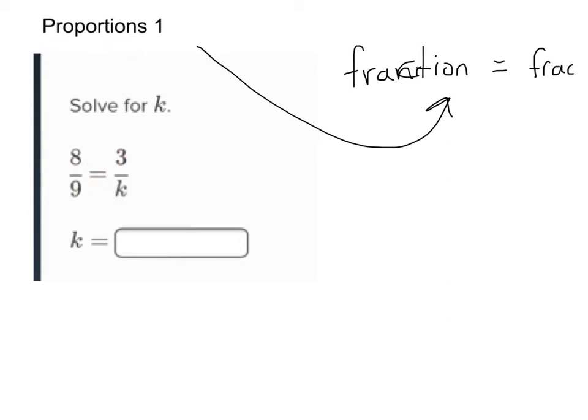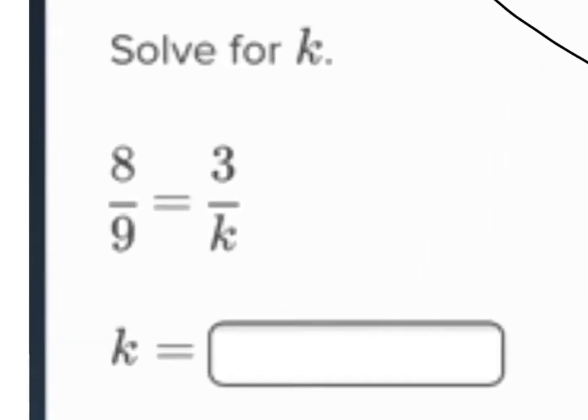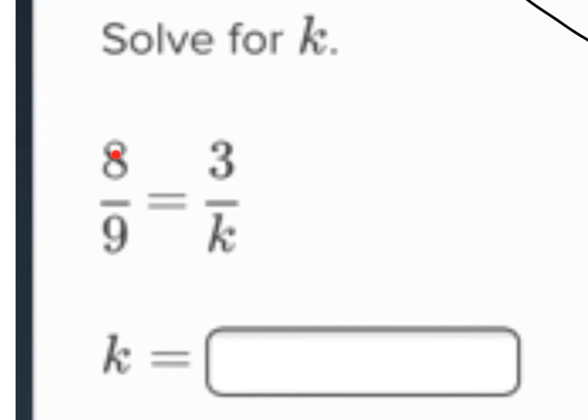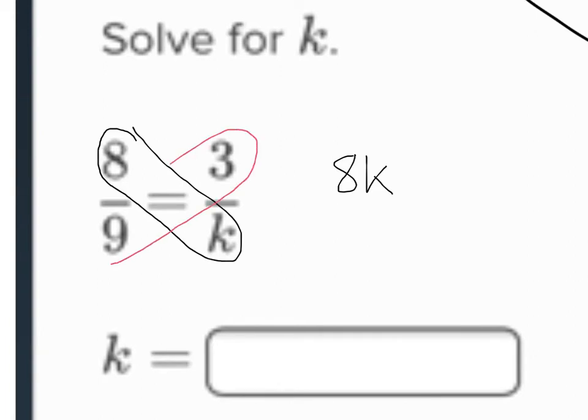that makes it a proportion. So anytime you have two fractions with an equal sign in the middle, you can cross multiply. Say that. Anytime I have two fractions with an equal sign in the middle, I can cross multiply. So what that means is I'm going to take 8 and multiply it by k, and that gives me 8 multiplied by k. And I'm going to multiply 9 times 3, and that gives me 27.